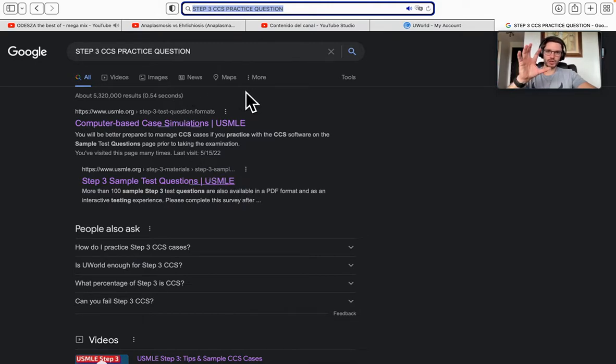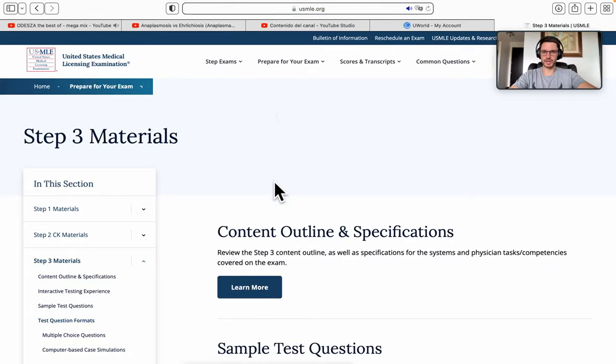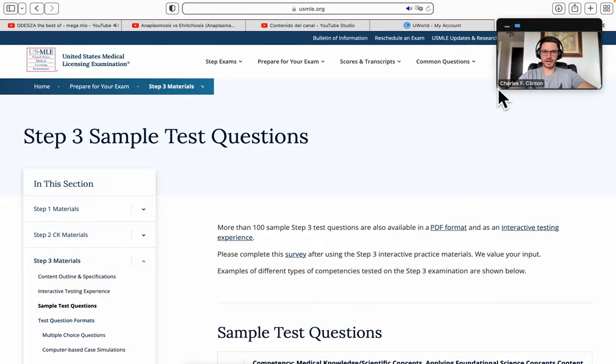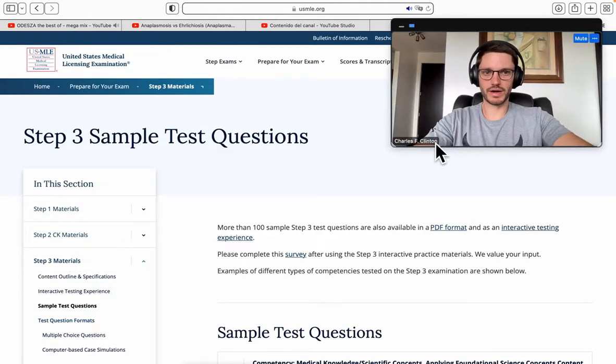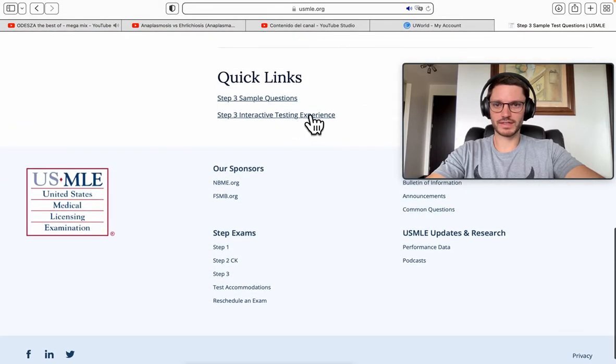Okay, so first, how will you get to these practice questions? Just go into your navigator and choose step 3 CCS practice question. Press enter and you'll get to usmle.org. Click on that. After that, right here, you'll see that you can prepare for your exam with step 3 materials. Click on that, go to sample test questions, and click on that. Let's make this larger and go down to the interactive testing experience.